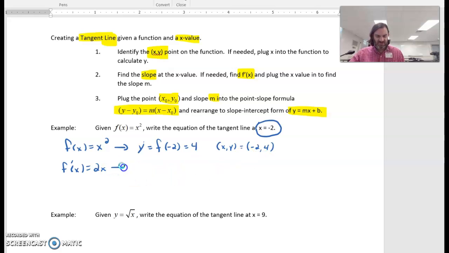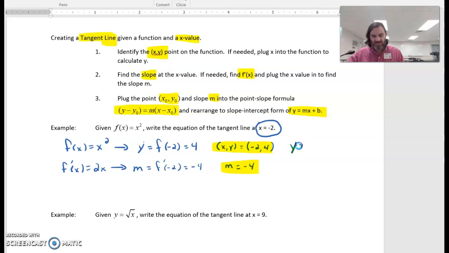And I'm going to use the derivative to find the slope. So m will be f prime of negative 2. So that would be 2 times negative 2, which is negative 4. So m equals negative 4. So I've got a point and I've got a slope. So I'm going to use my point slope formula.